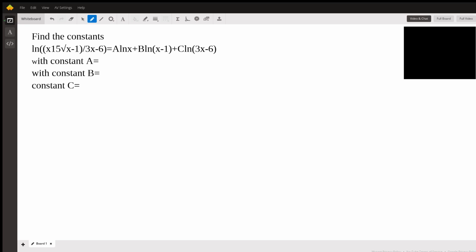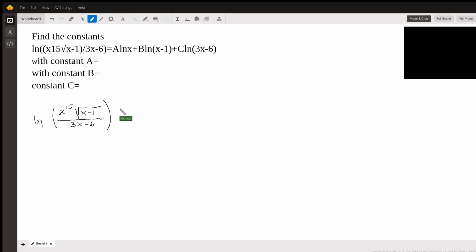This looks like something from Algebra 2, having to do with logarithms. What I'm going to do is copy out the left-hand side and put it in a friendlier format. So we're going to have the natural log of x to the 15th power times the square root of x minus 1, all over 3x minus 6. And now we're just going to expand it.